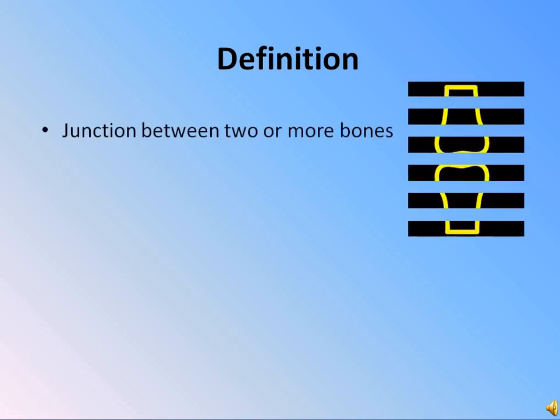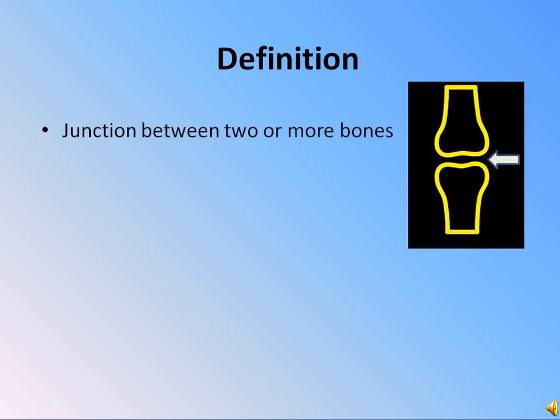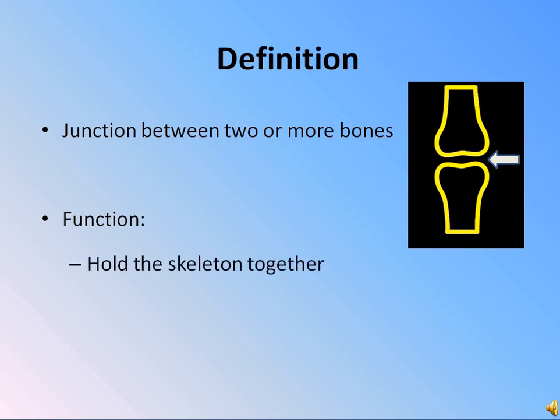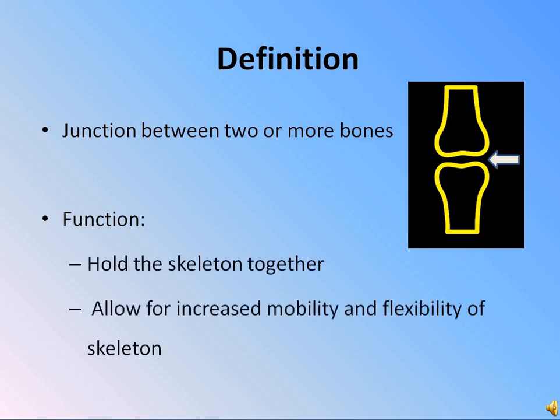A joint can be defined as a junction between two or more bones, and the function of the joint is to hold the skeleton together and also to allow for the increased mobility and the flexibility of the skeleton.